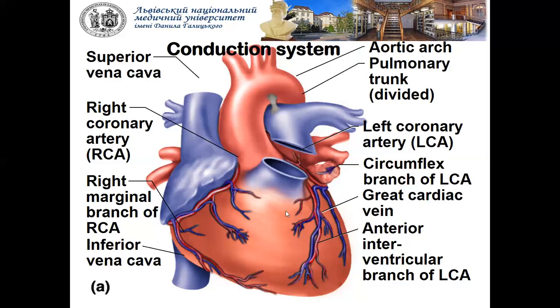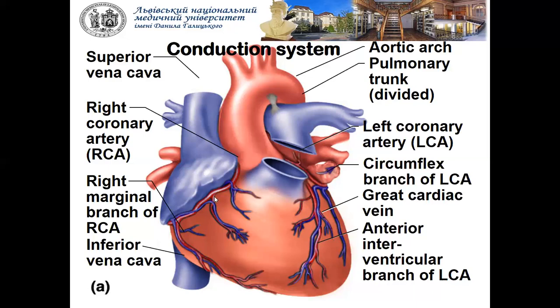The atrioventricular node is located in the septum between the left and right ventricles, here inside the septum. The sinoatrial node makes the impulse which contracts the atrium. The atrioventricular node makes the impulse which is responsible for contraction of the ventricles.